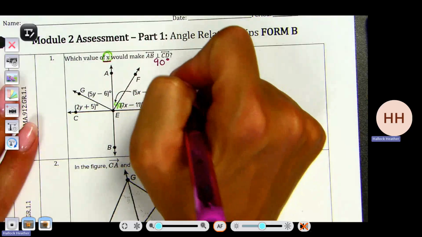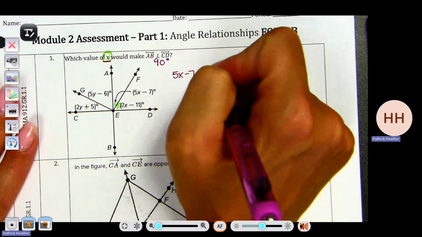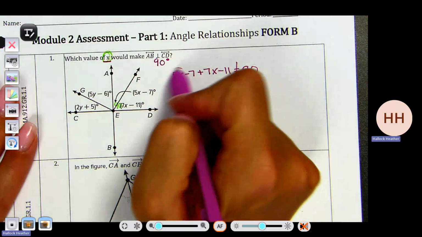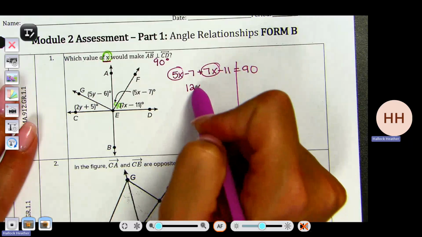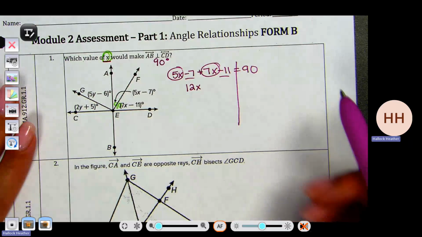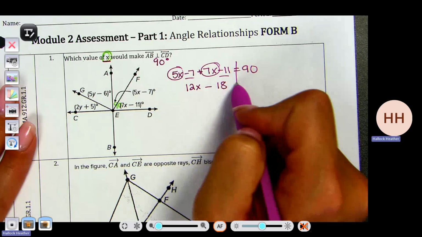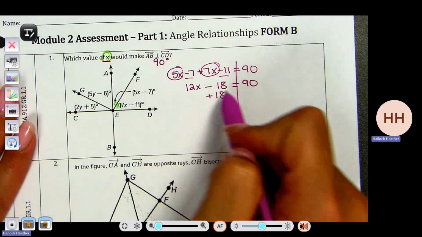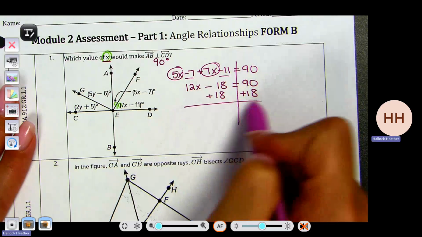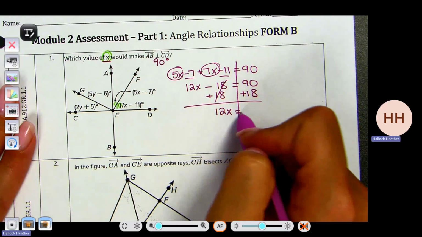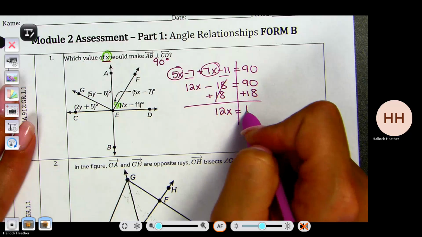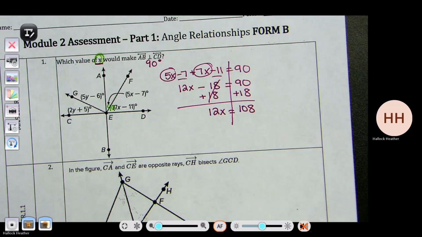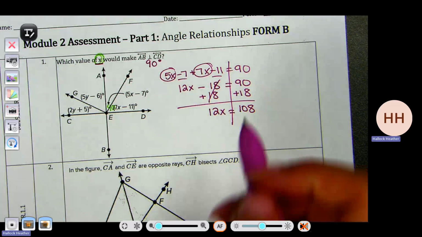So I'm doing 5X minus 7 plus 7X minus 11 equals 90. If I combine like terms, 5X and 7X is 12X. If I combine -7 and -11, that makes -18. I'm going to move the 18 over using addition because of the opposite properties of equality, opposites. This is 108. And then if I divide by 12, 108 divided by 12 is 9.